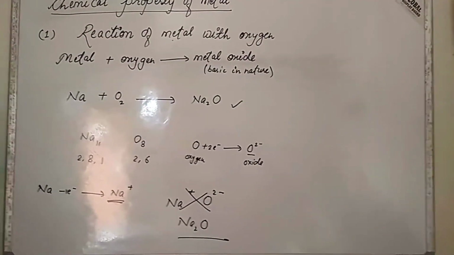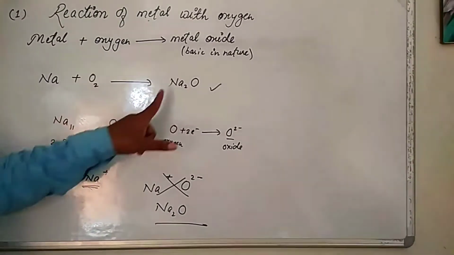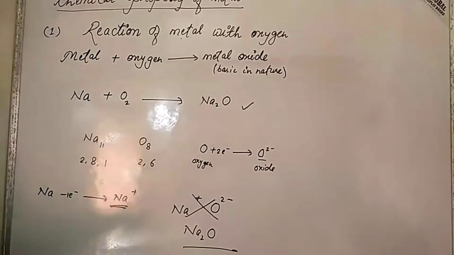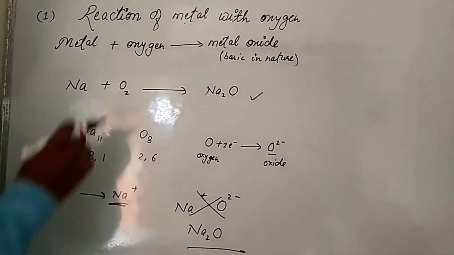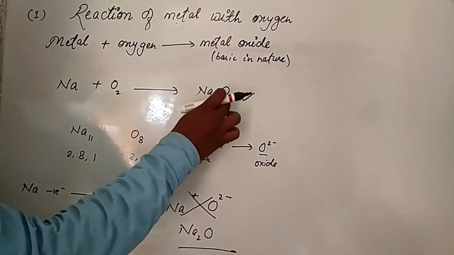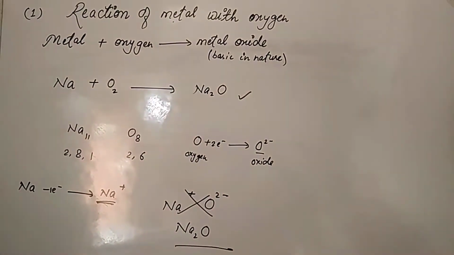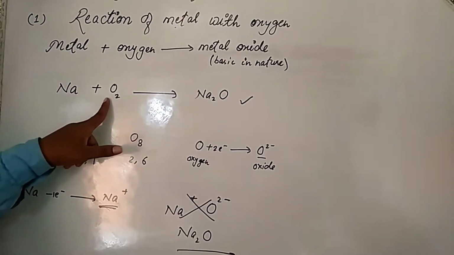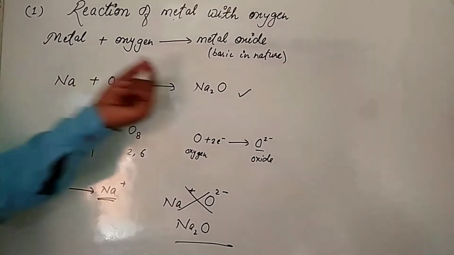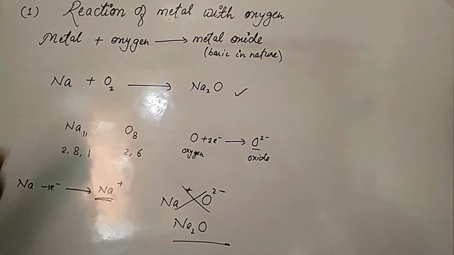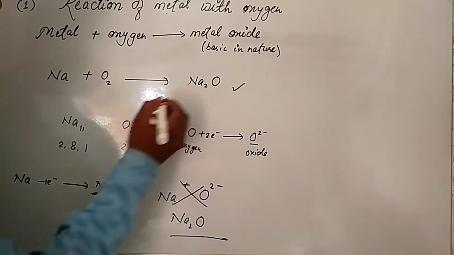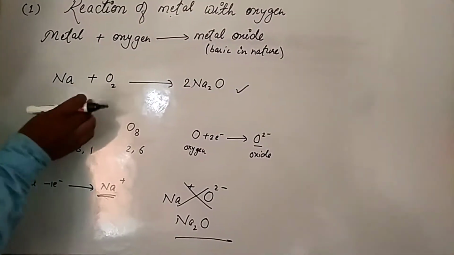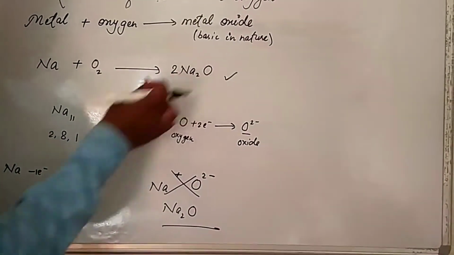Okay, children, now we have already formed the product, that is sodium oxide. Now balance it. Here there are 2 oxygen, here there is 1 oxygen. According to the law of conservation of mass, the total number of atoms should be equal on both sides. Now there are 2 oxygen and 1 oxygen, so multiply by 2 to balance oxygen, children. 2 oxygen, 2 oxygen.